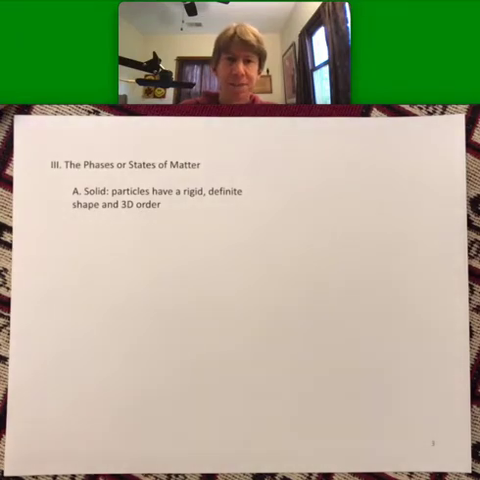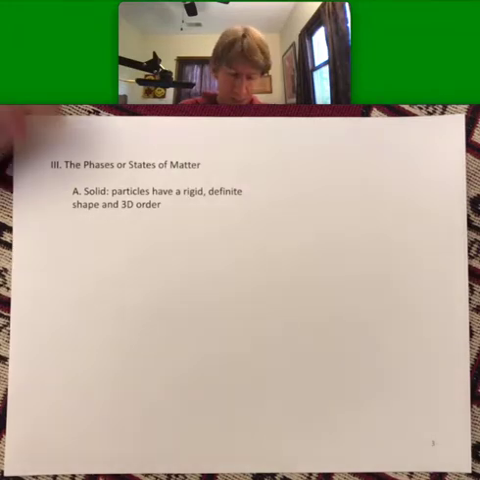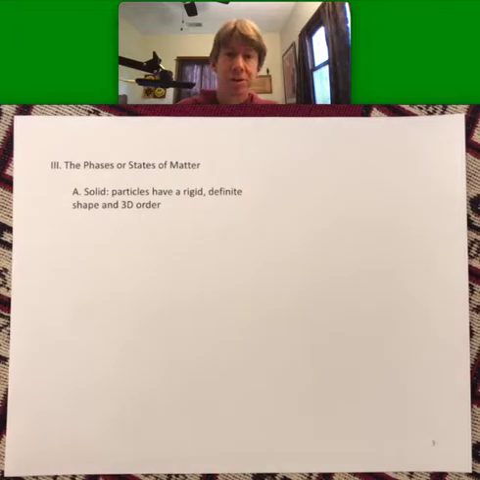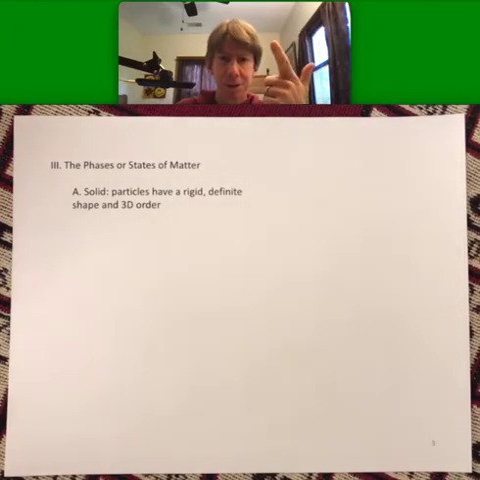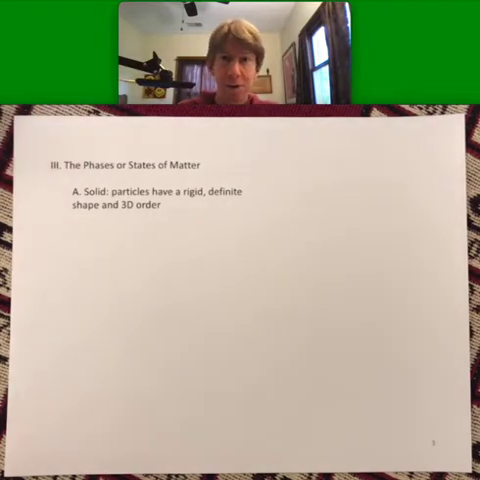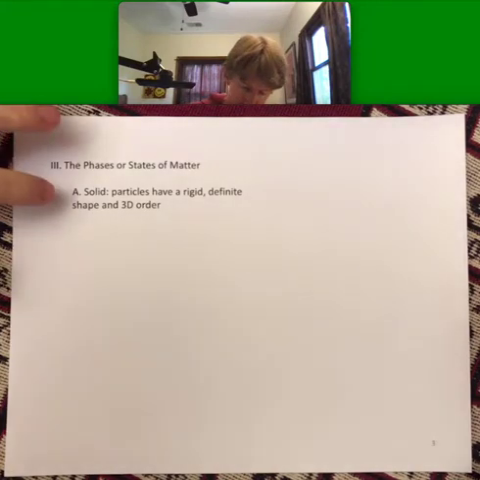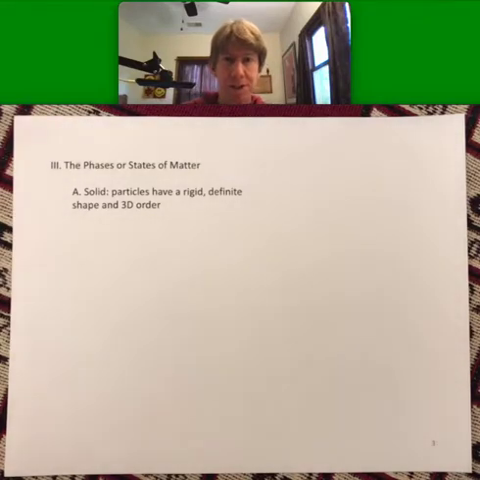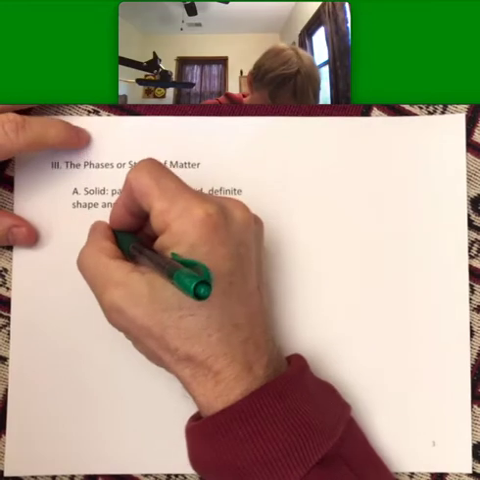In the solid phase, particles have a rigid, definite shape and 3D order. And by particles, we're referring generally to atoms, molecules, and even ions. So ions will be particles for us as well. We'll draw these in terms of atoms, but we can also replace these circles with molecules, and everything still applies. So a rigid, definite shape in 3D order. I'm going to be drawing this on a 2D piece of paper, so we'll draw at least two dimensions.